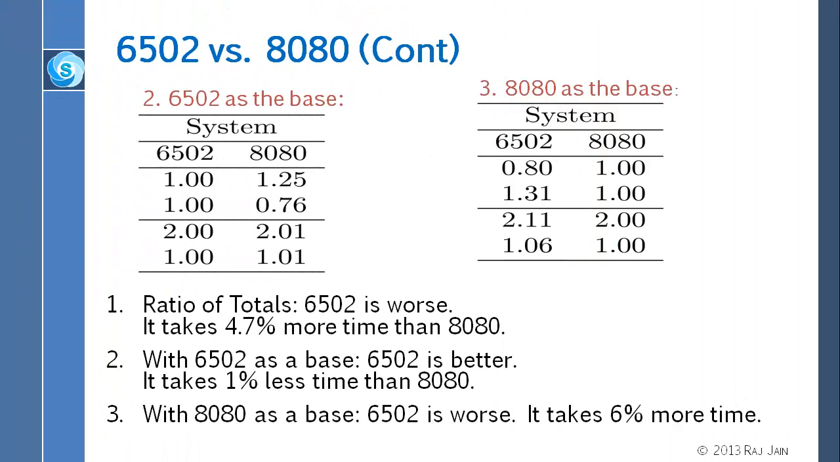Now we do the other way. If you are a 6502 person, if you are Motorola, was it Motorola 6502? Okay. Anyway, then you would take the ratio with respect to 6502, and you say 8080 is 1.25 slower on the first benchmark, and only 76% slower, or actually faster, on the second benchmark. So on the average, it is 1% slower. And if you are 8080, you just do the opposite. You take yourself as the base, and then you say 6502 is 6% slower.